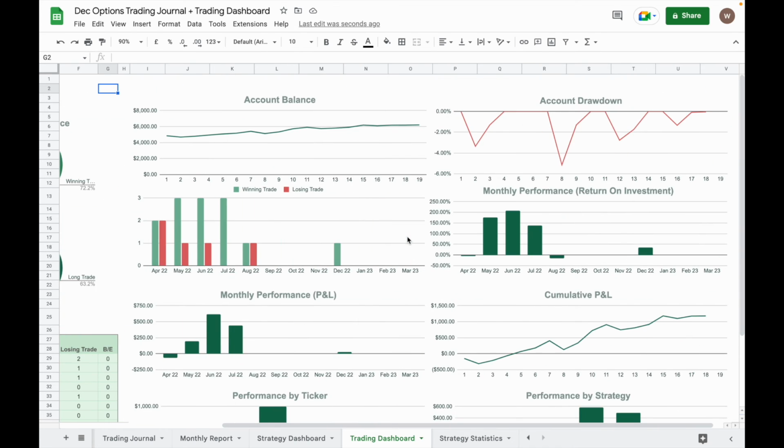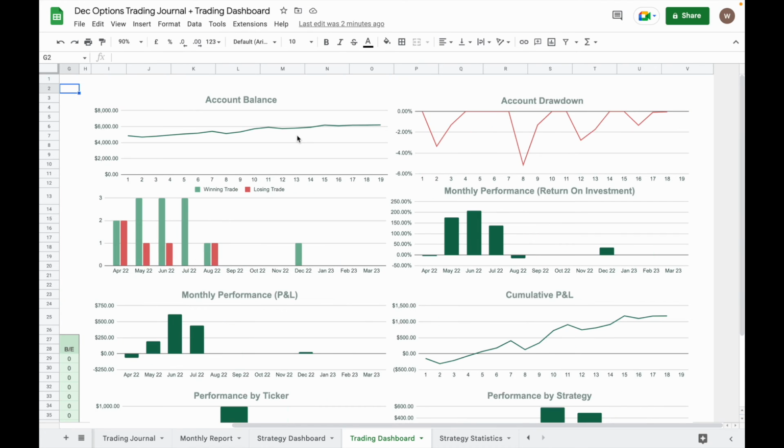And the graph here is a dynamic graph, which means that when you're keying your details in the trading journal, it will automatically update. The graph here will allow you to have a glance at your overall trading performance, such as your account balance, which will show you the total value of the account at a given point in time, your account drawdown, which will show you the maximum loss the account has incurred over the whole period, and your account cumulative P&L, which shows the net profit or loss accumulated over time.